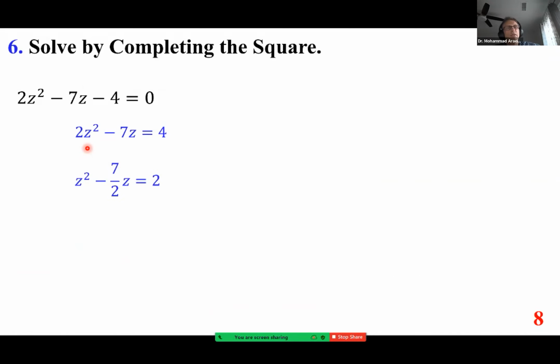So there are two steps. You want to get rid of the constant c, you move it to the other side. You want to get rid of a, you divide by it. And now we are ready to go with the next step.